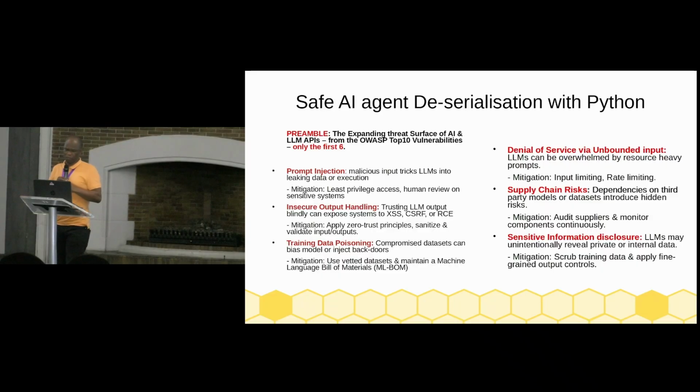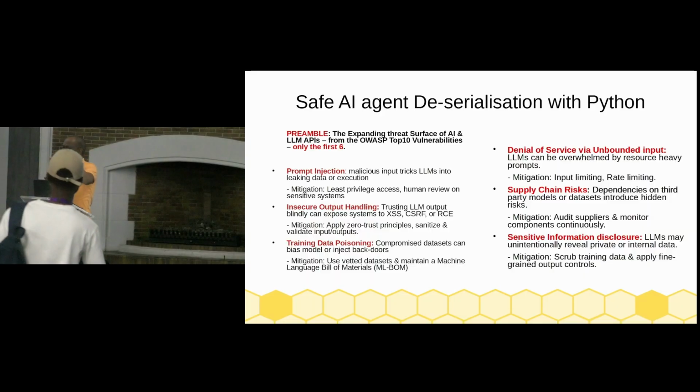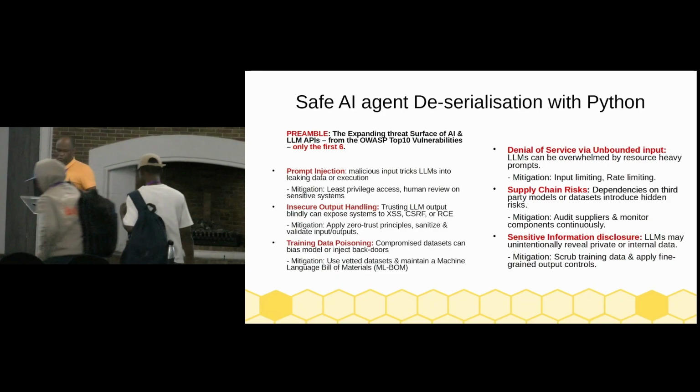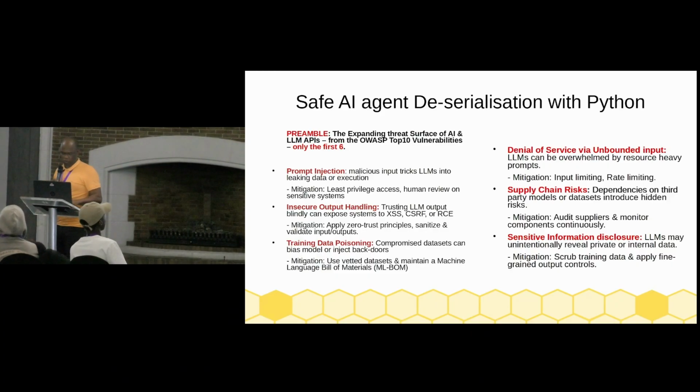The last one, in terms of OWASP, is sensitive information disclosure. It's possible that LLMs may unintentionally reveal private or internal data. For example, you can trick an LLM into revealing secret financial information about the company, or secret information about your customers, or private information that's not supposed to be publicly available. So there's that threat and vulnerability as well. You mitigate that by scrubbing training data, making sure there's nothing in it that can compromise your customers or cause harm, and you apply fine-grained output controls.